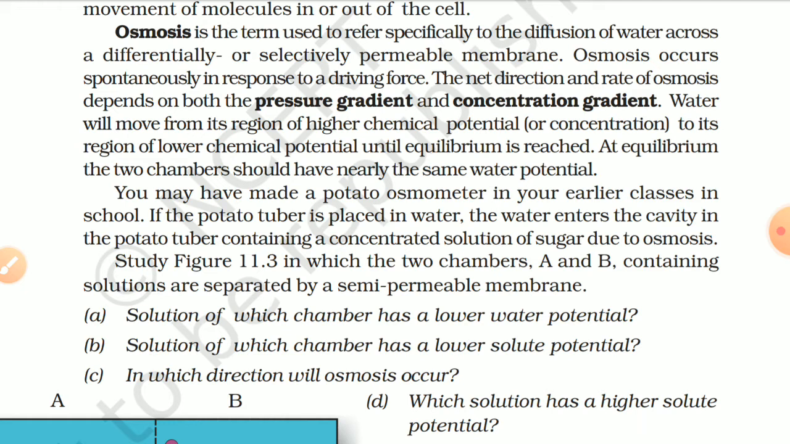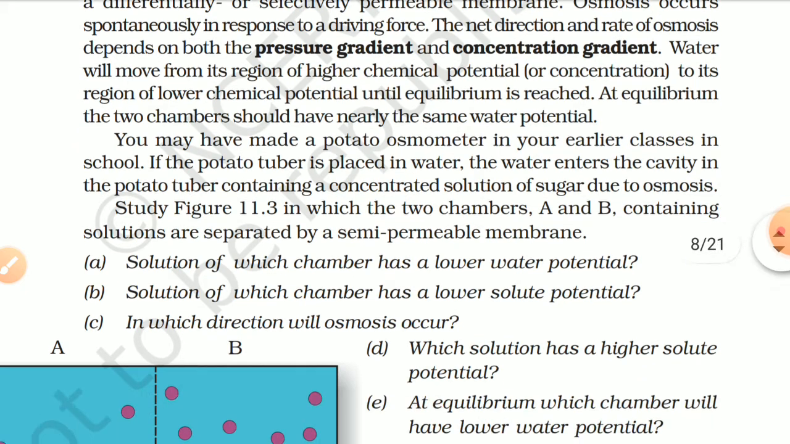You may have made a potato osmometer in your earlier classes in school. If the potato tuber is placed in water, the water enters the cavity in the potato tuber containing a concentrated solution of sugar due to osmosis. Study figure 11.3, in which the two chambers A and B containing solution are separated by a semi-permeable membrane.